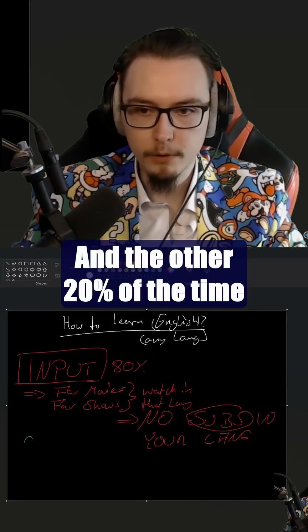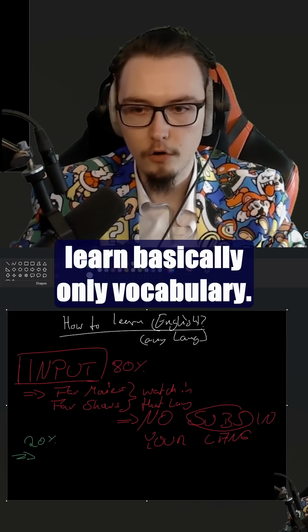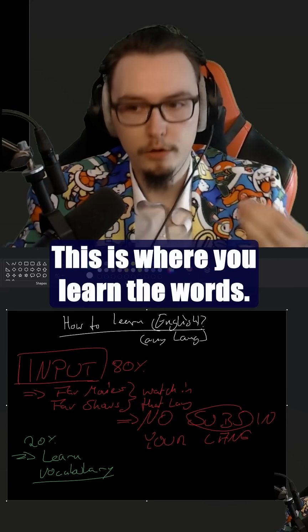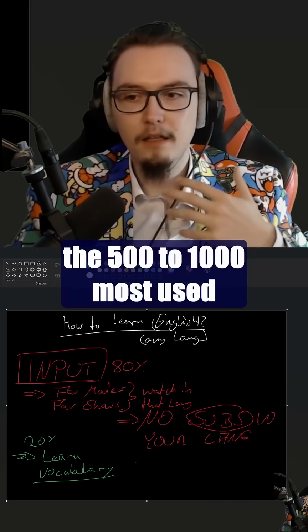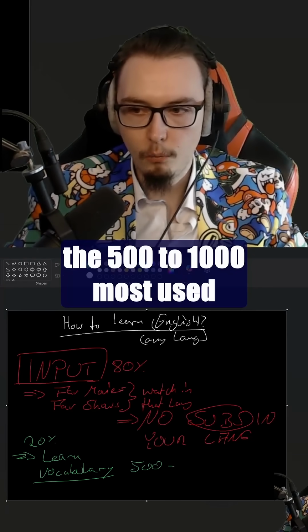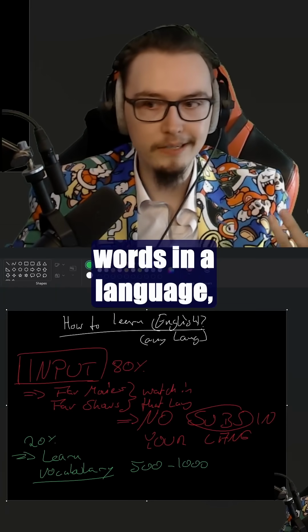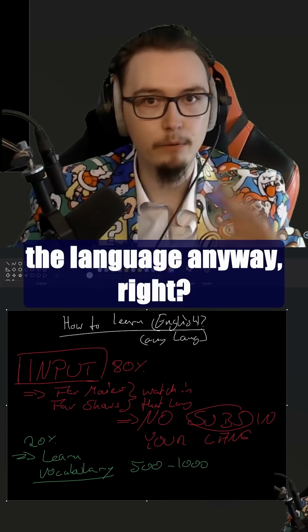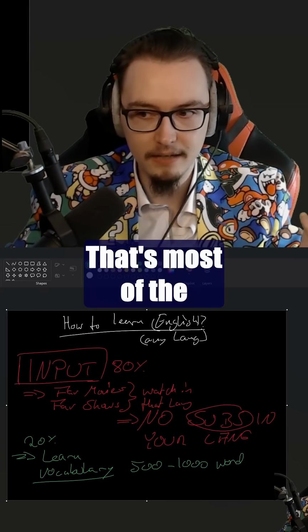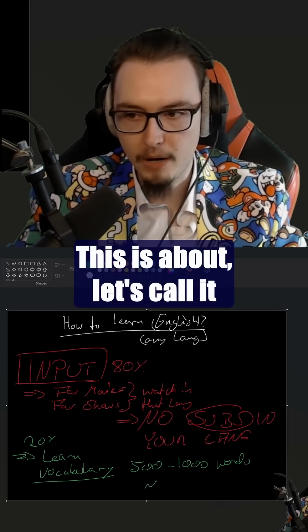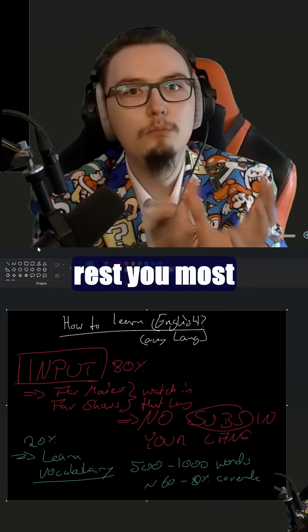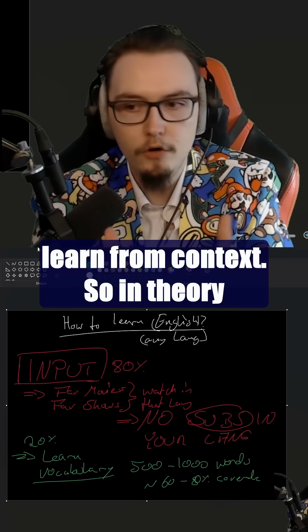And the other 20% of the time, that's when you should learn basically only vocabulary. This is where you learn the words. Because usually when you get the 500 to 1000 most used words in a language, you cover about 70 to 80% of the language anyway, right? That's most of the language covered. So this is about, let's call it 60 to 80%. And then the rest you most likely can learn from context.